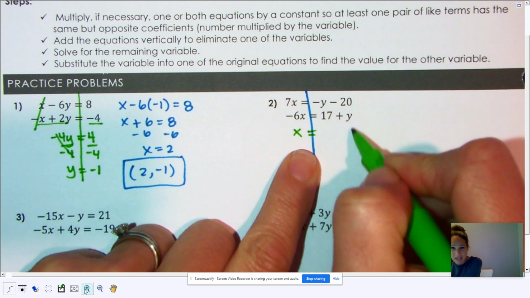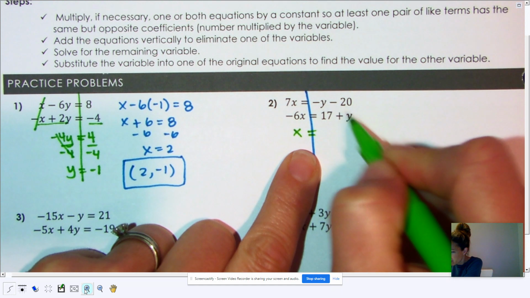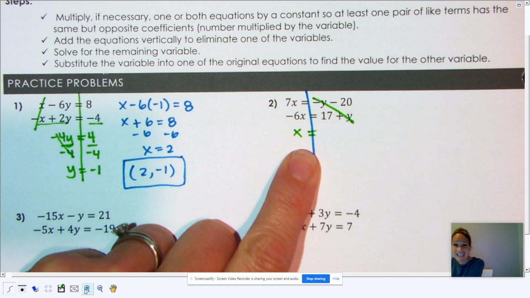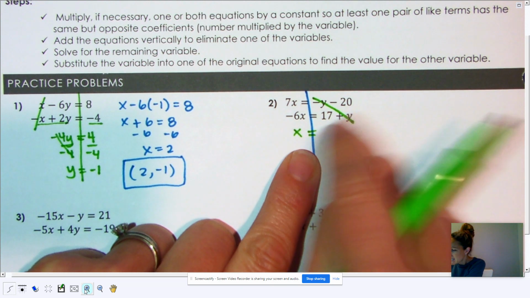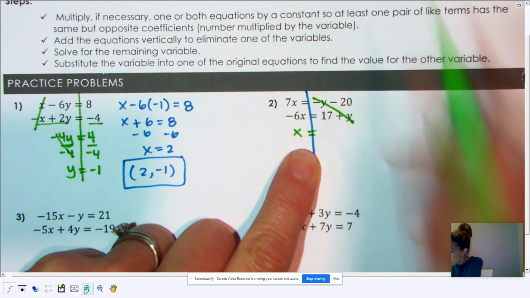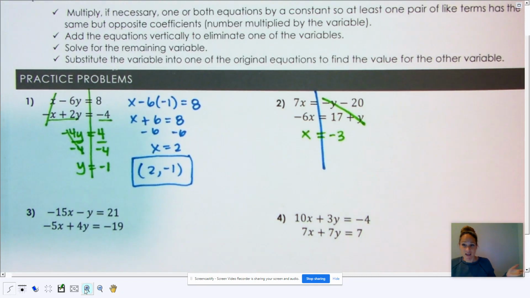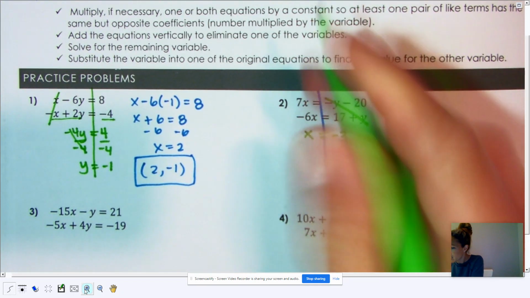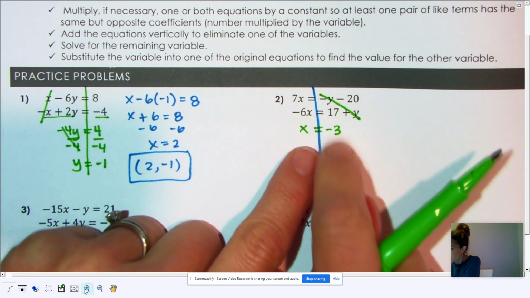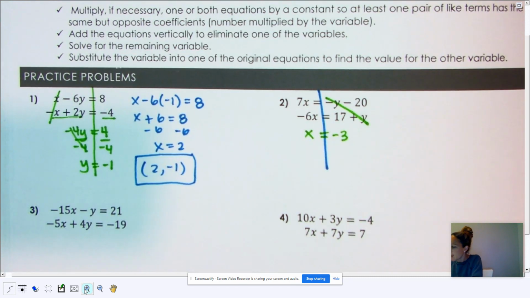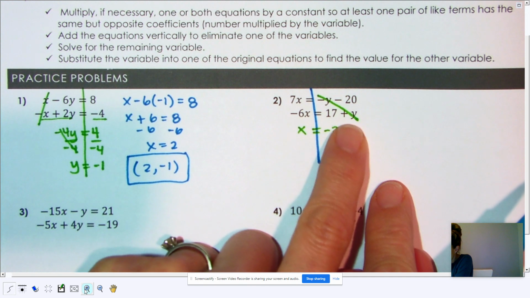If I have a negative y and a positive y that I'm adding together, those are opposites and they're going to cancel. If I have a 17 and take away 20, that leaves me with negative 3. Okay, I'm halfway done. I already found what x is. Now I need to go back and plug that in and get what y is. I'm going to go ahead and plug it into the second equation.